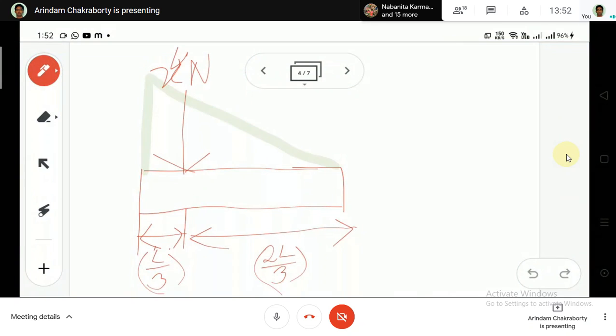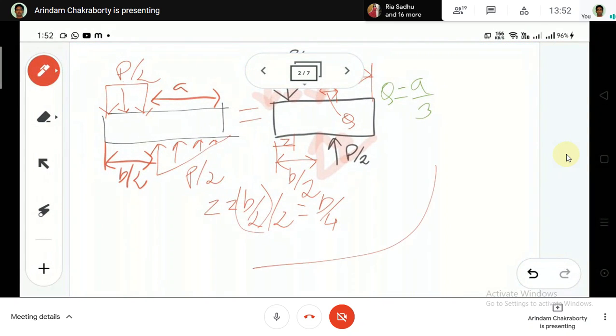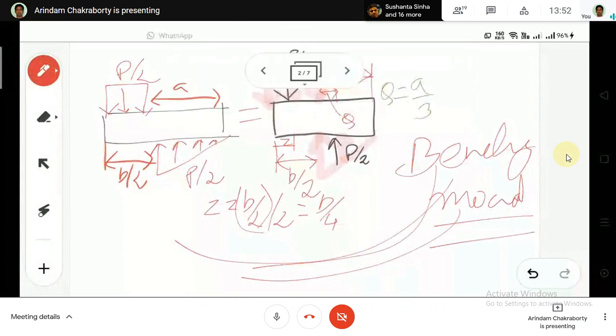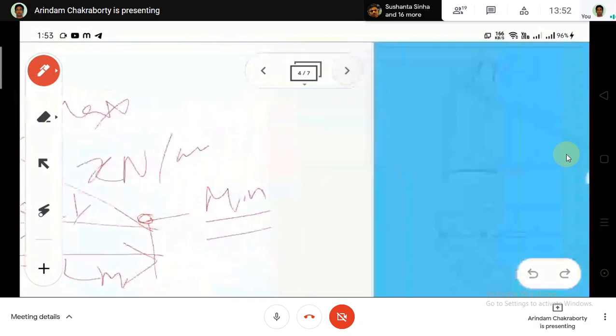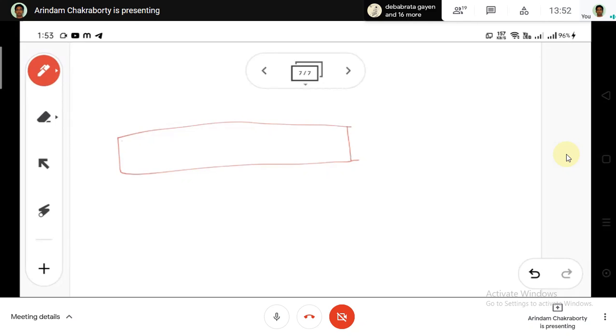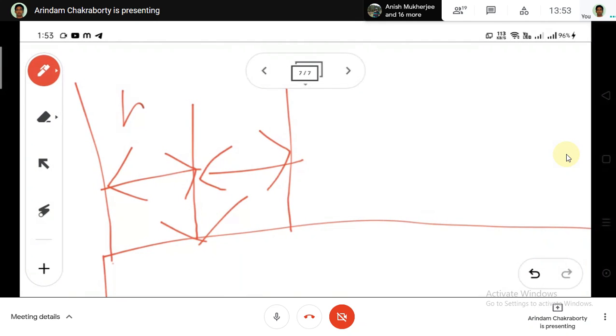Now why have I drawn this one? There is a question among you people: sir, why have you made things so complicated? I didn't make it complicated intentionally. It is done only to understand the bending moment. Am I clear to people? Let me show you how you can do that. Okay, now as we know, from here to here, or here, it is P by 4, and load is P by 2.